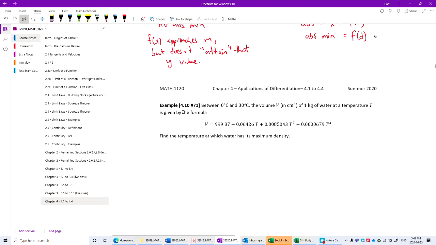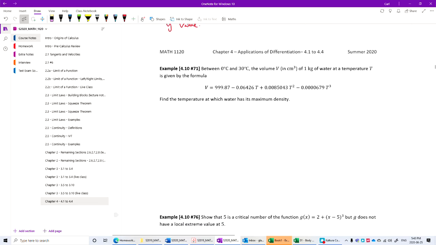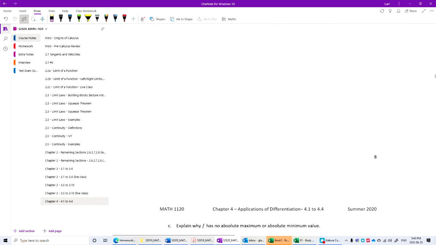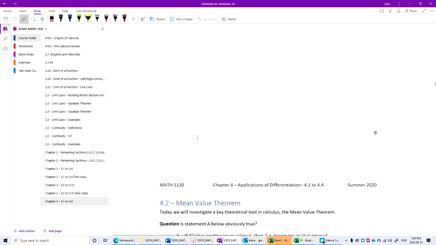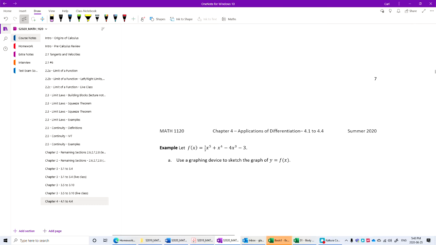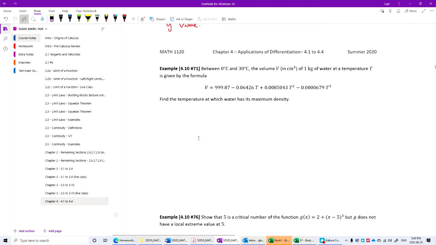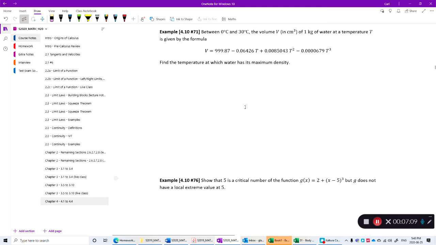Let's do an example. Okay. Let's see here. So we have 3 examples. I think we might actually split this up here. Maybe we'll press on. Yeah, we'll press on. Okay, so here's a kind of practical example about water. So the density of water.